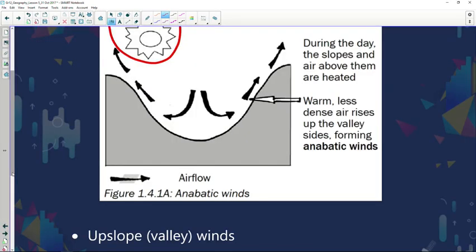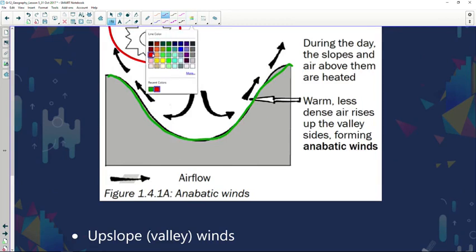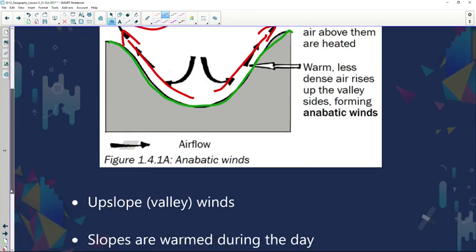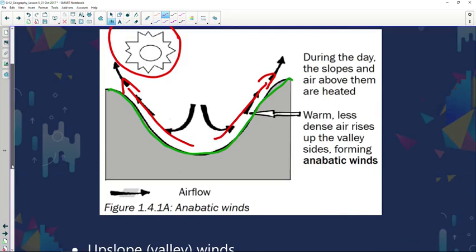As you can see, the surface, the valley floor that you see over there, warms up during the day. And by now, warm conditions, the air is less dense, and what does the air do? It rises upslope.